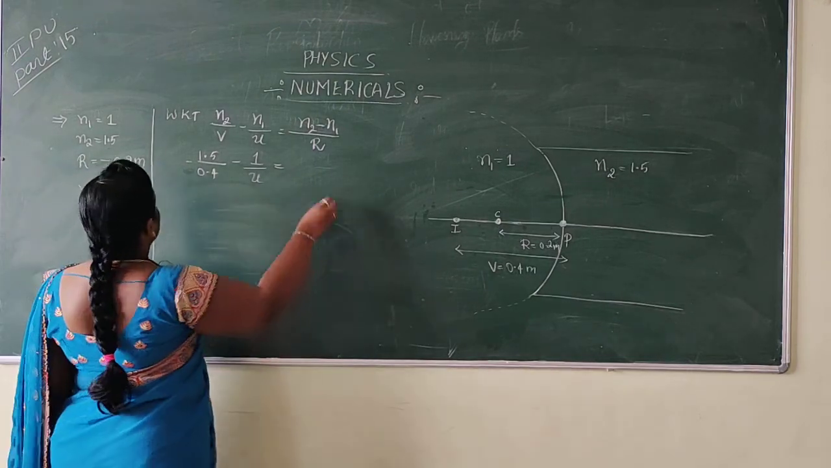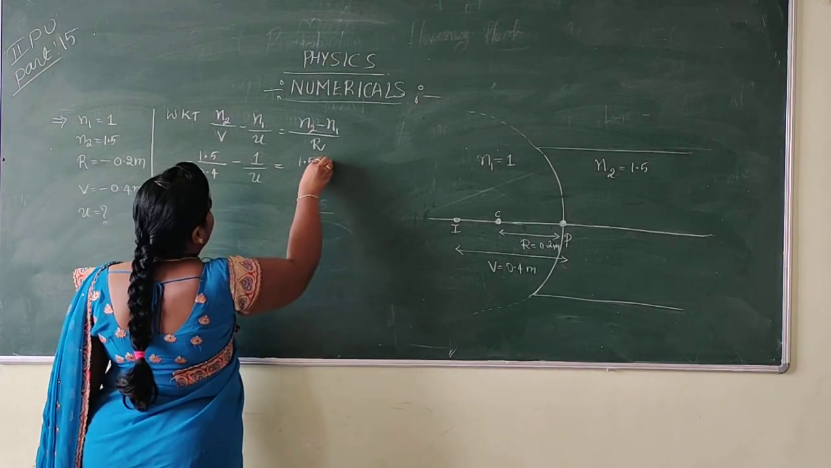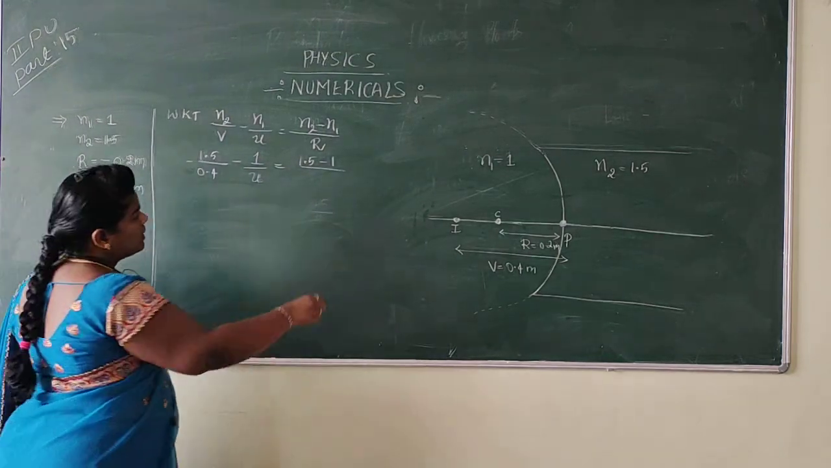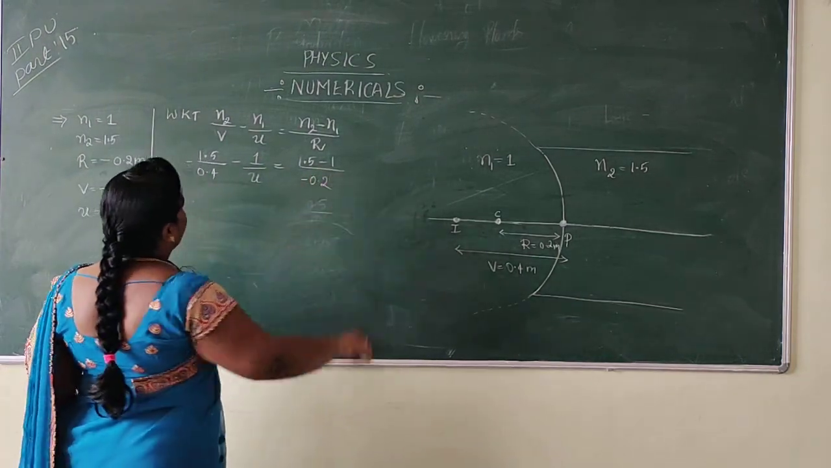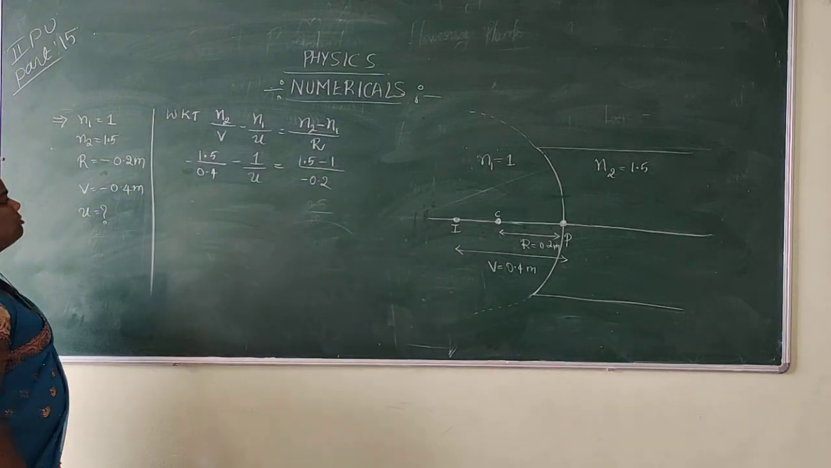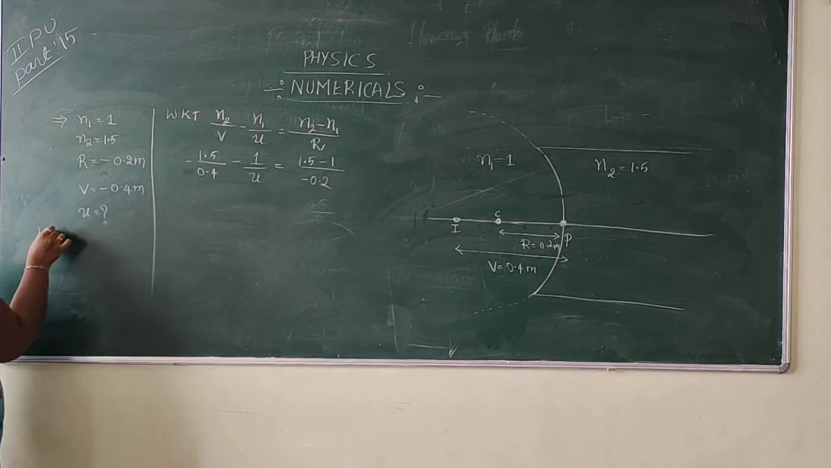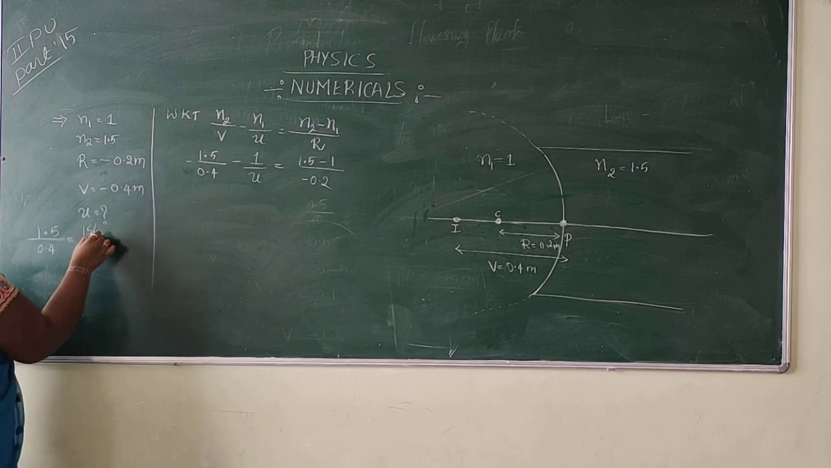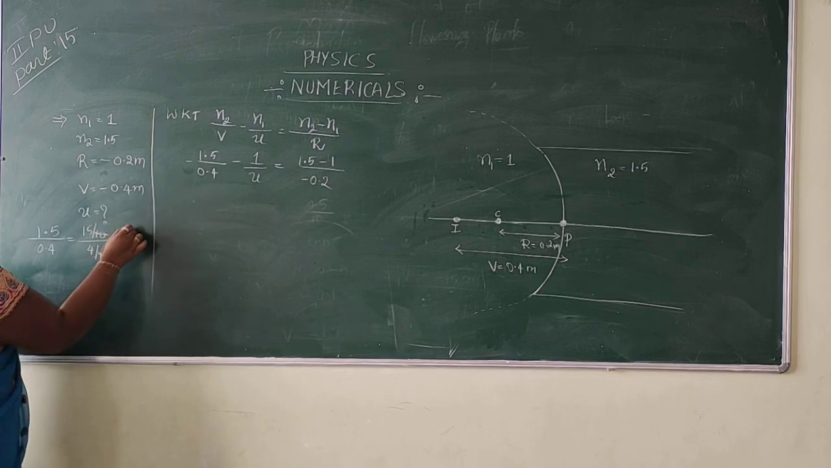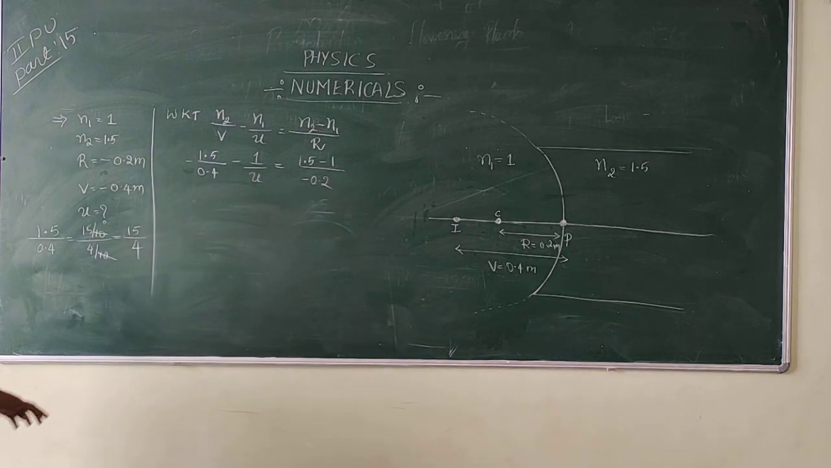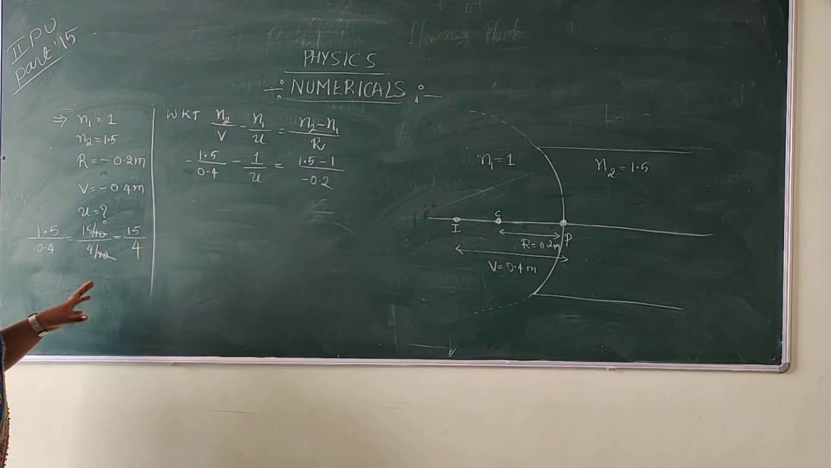So what is N2? N2 is 1.5. What is N1? It is 1. What is the radius of curvature? Minus 0.2. Right. Now, here it is 1.5 by 0.4. 1.5 by 0.4, we can write 1.5 as 15 by 10, and 0.4 as 4 by 10. The 10s cancel. Remaining is 15 by 4. So 15 by 4 we have.